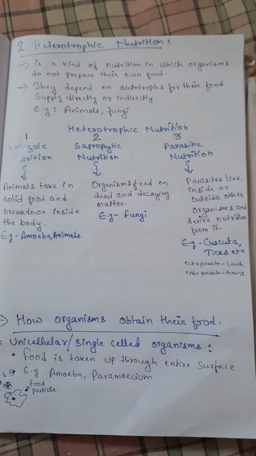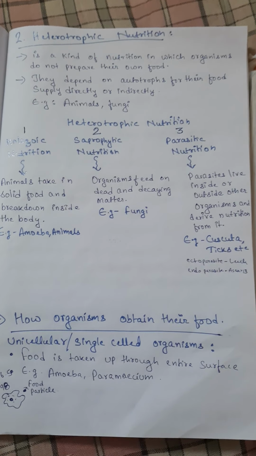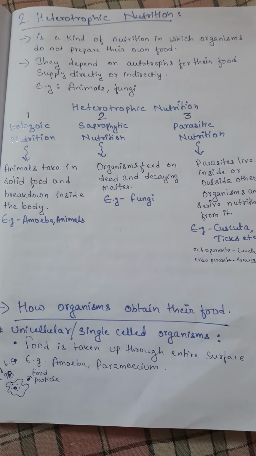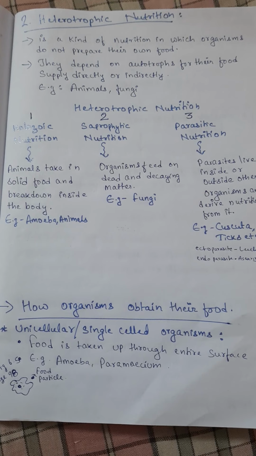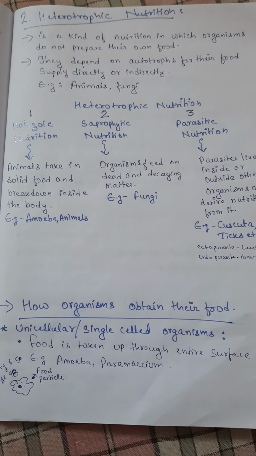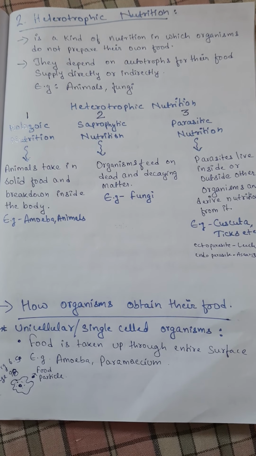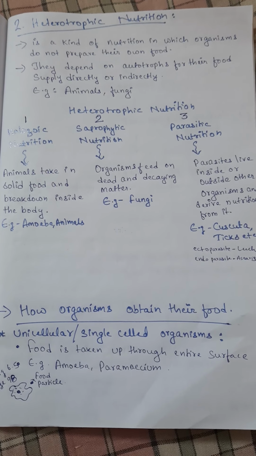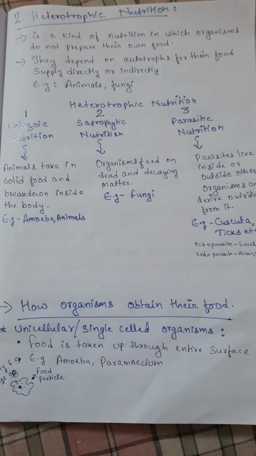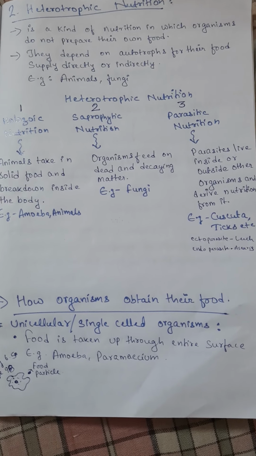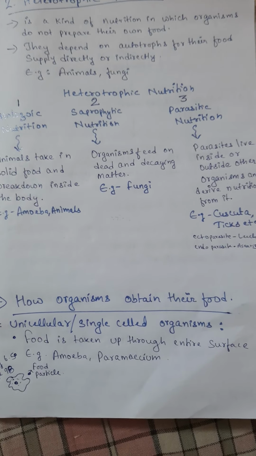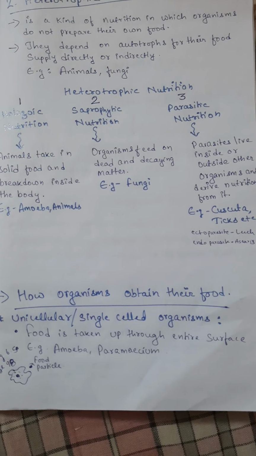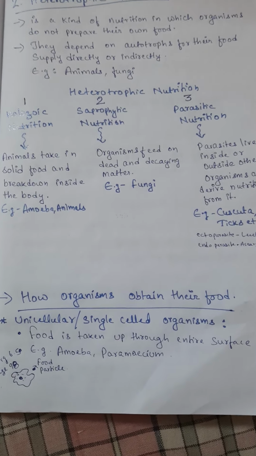Hello students. Today we will discuss heterotrophic nutrition. Heterotrophic nutrition is a kind of nutrition where the organisms do not make their food by themselves, but instead depend on other plants or animals for their food directly or indirectly. For example, animals and fungi.